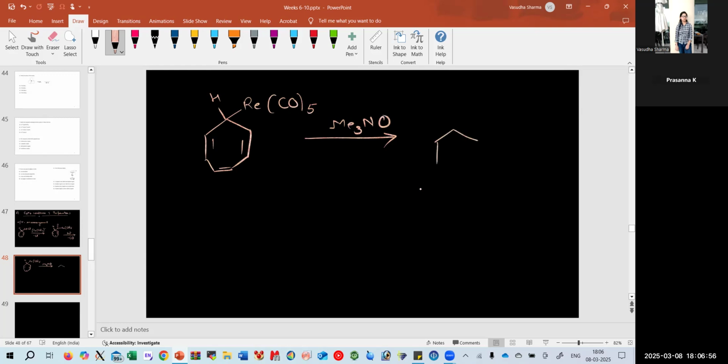So when we have a system like this, it is going to take up 3 centers, 1, 2, and 3. So we can make it like this way, and it could coordinate with your rhenium to fulfill its valence electrons. And ultimately, again in presence of Me3NO, it is going to take now 5 centers in picture.